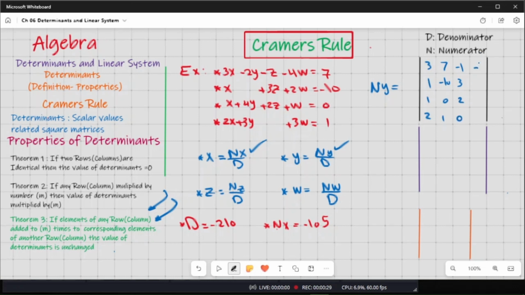Here we have -4, 2, 1, 3. Okay, again we have a row with element 1, so we can replace 2 by 0 and 1 by 0.